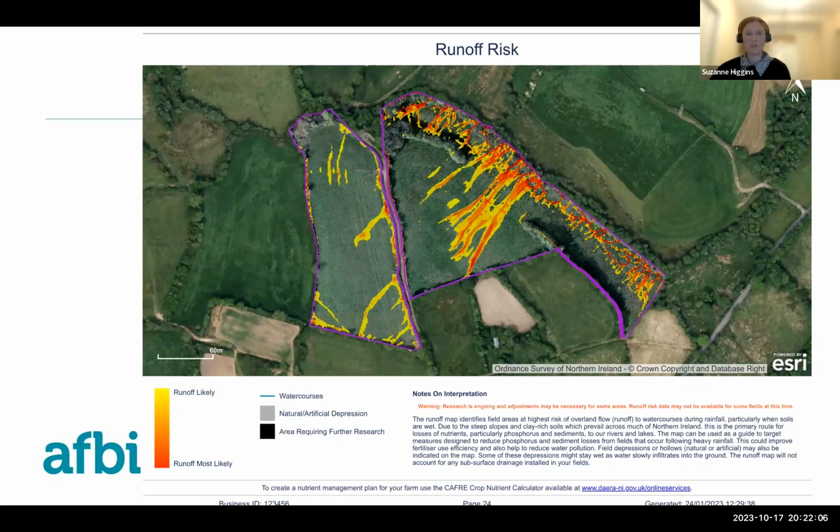And this would just indicate where to be careful when applying slurry. It's okay if it's dry weather, dry fields, but if it's particularly wet and there's a lot of rainfall, this is where your risk of runoff is highest. So this is just an indicator to the farmer where the risk of runoff is high on their farm, and to be careful with their slurry applications.